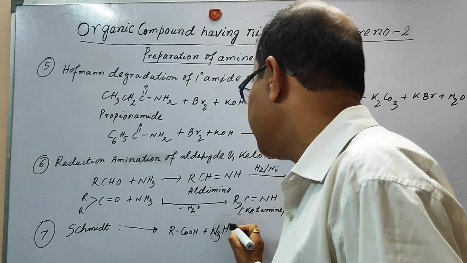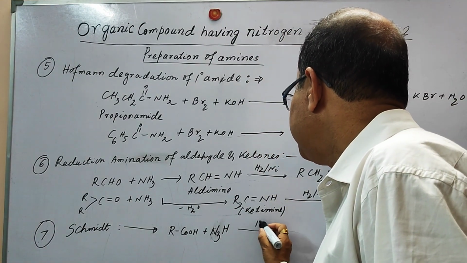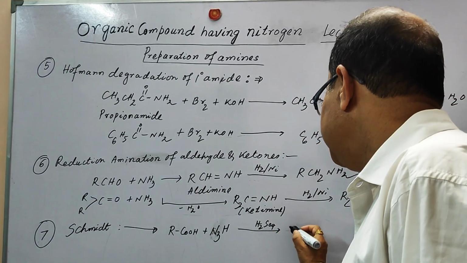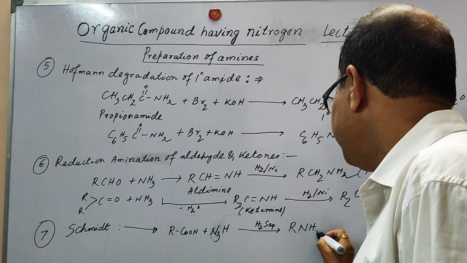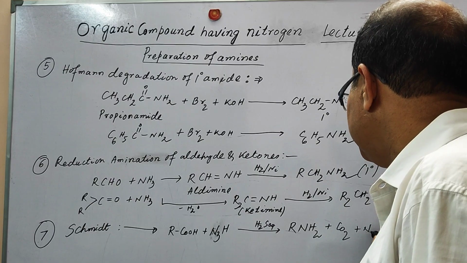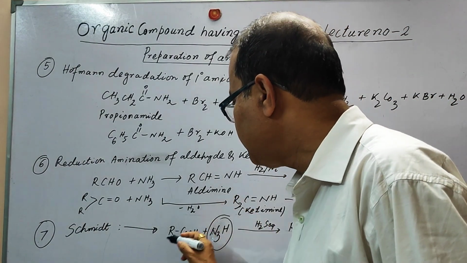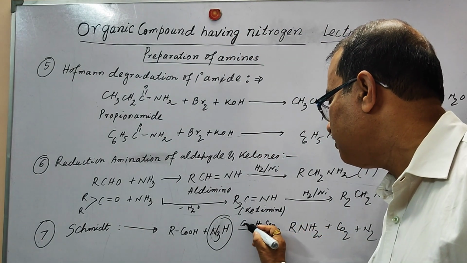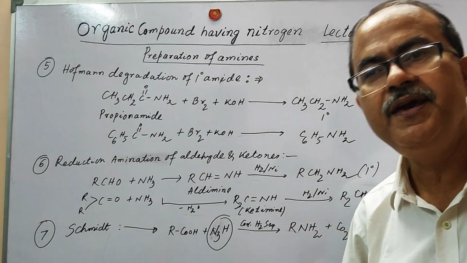This is hydrazoic acid, N3H, in presence of H2SO4, and this is going to produce the primary amine along with the carbon dioxide and N2, nitrogen. So this is hydrazoic acid. It will react with this carboxylic acid and in presence of concentrated H2SO4, it is going to produce this primary amine.